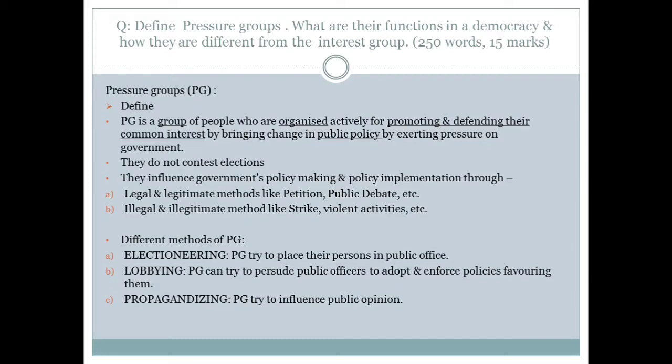Second is lobbying. Lobbying means that pressure groups try to persuade public officers to adopt and enforce policies favoring them; you make these policies in certain ways. Third is propagandizing. In this they again influence public opinion. In the second they were influencing public officers; in the third they are influencing public opinion. Generally you would have seen that during the Citizenship Amendment Bill, they were protesting and telling people to come for their interest. So that is influencing public opinion through different ways, through media, through debates, through different things.